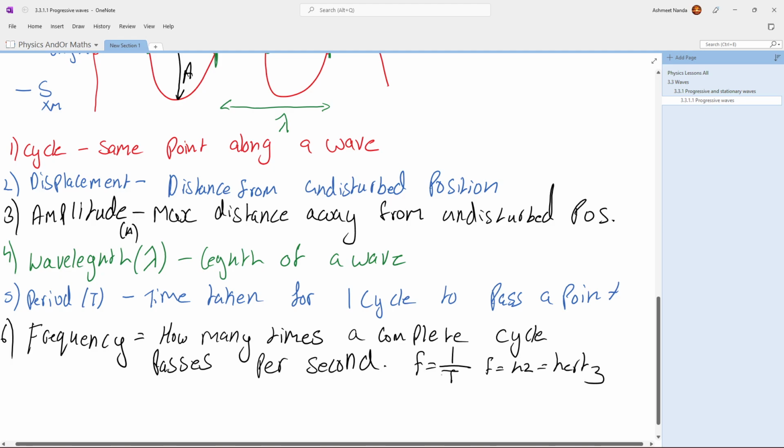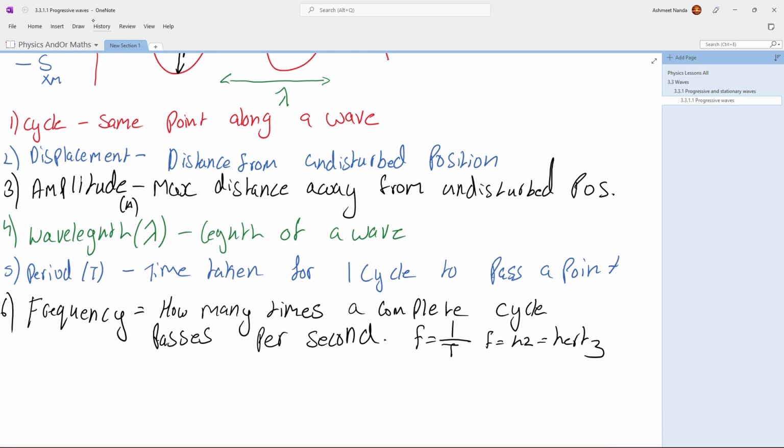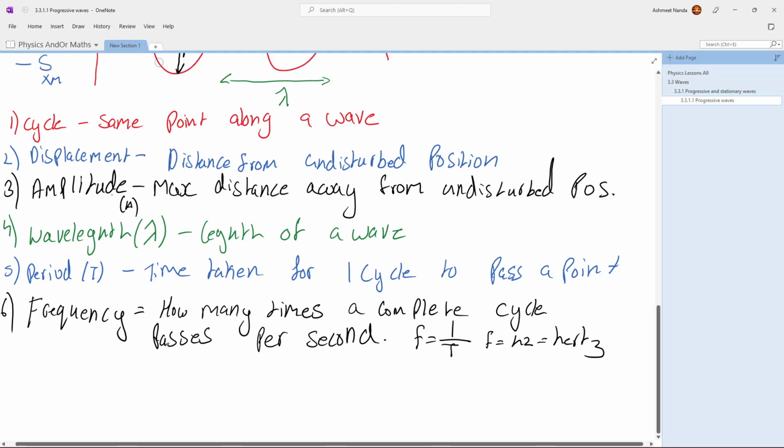Now, what this shows is, if one wave takes 0.25 seconds to pass a point, that means in 1 second it can pass the point 4 times, so the frequency is 4 hertz, which is the same as saying the wave passes the point 4 times a second. Okay, all pretty good so far.